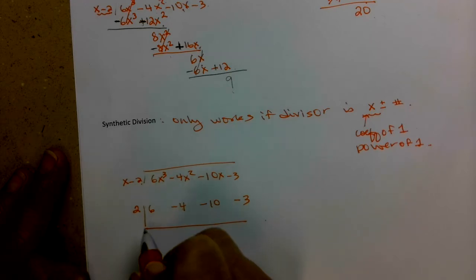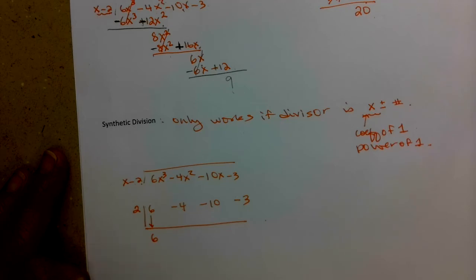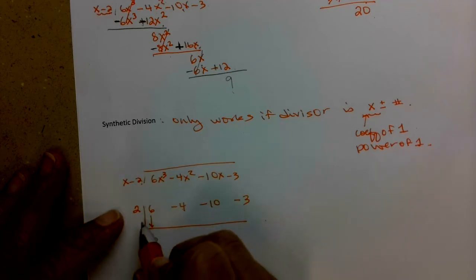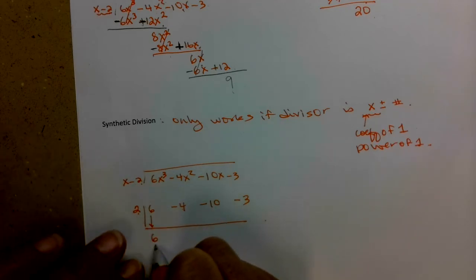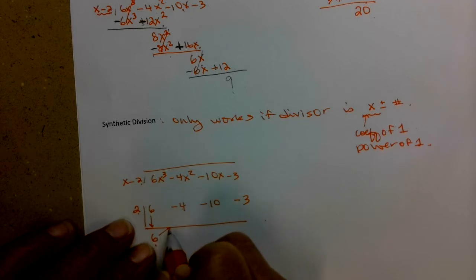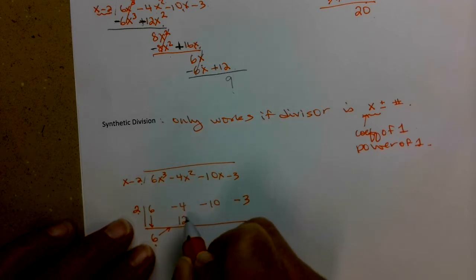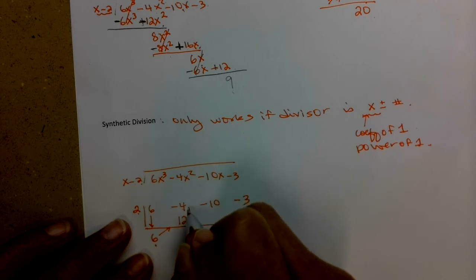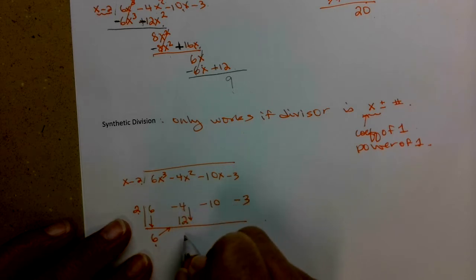And now here we go. The 6 drops down. First number drops down. And then it's a multiply. So we take the 2 and we multiply the 6 to get 12. And that goes up and over. And then we add going down. Negative 4 plus 12 is 8.